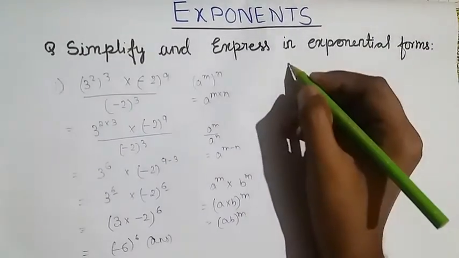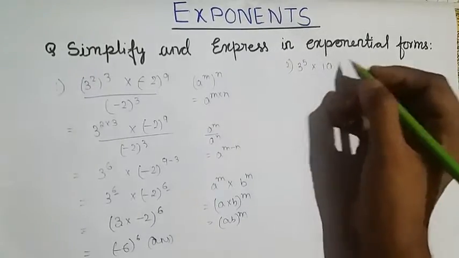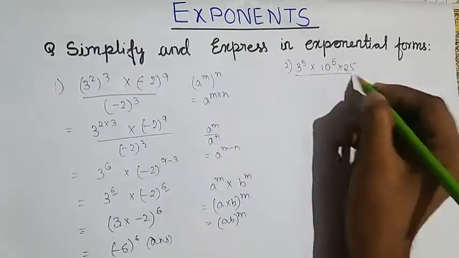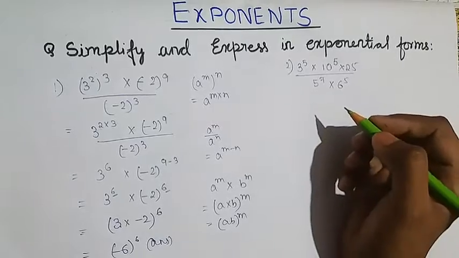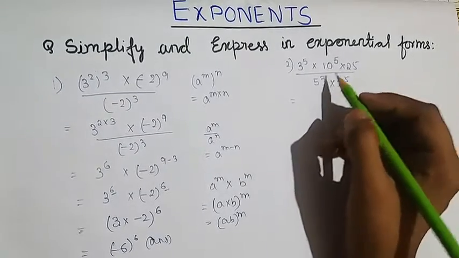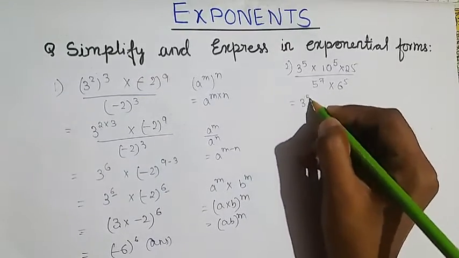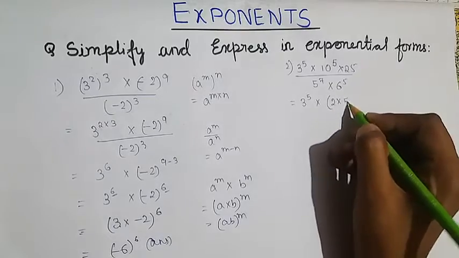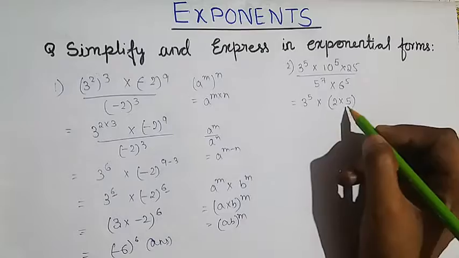So the next question is 3 raised to the power 5 into 10 raised to the power 5 into 25, upon 5 raised to the power 7 into 6 raised to the power 5. Now we see this 10, we can break it. We will write 3 raised to the power 5 first, into, can we write 10 as 2 into 5? Will it change anything? Because 2 into 5 is 10.